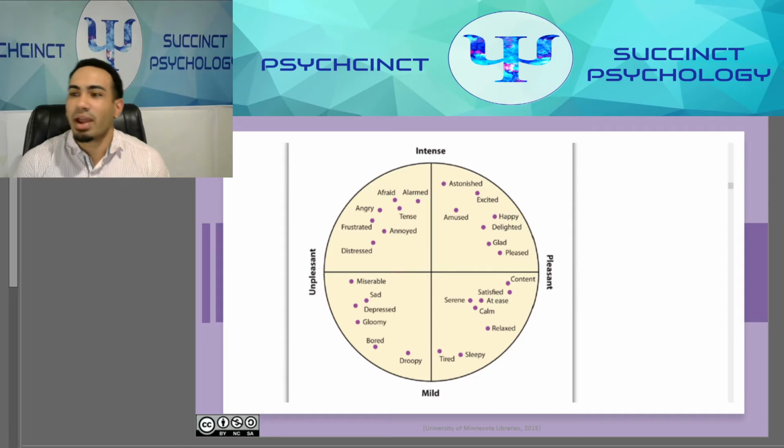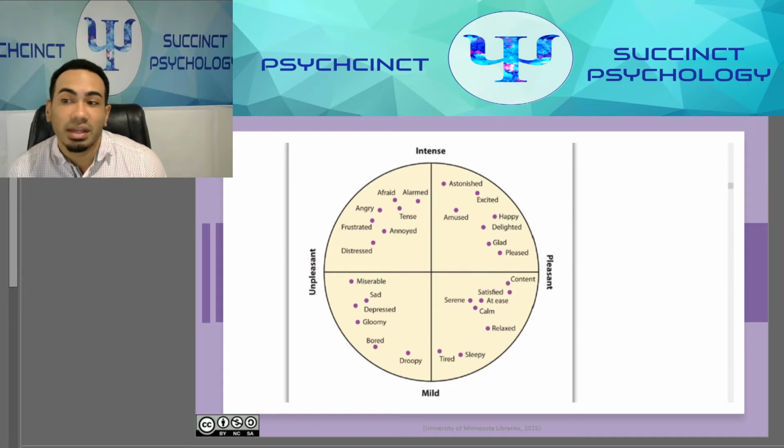So you see here in this diagram, we have a bunch of secondary emotions. We have intense, pleasant, mild, unpleasant to kind of categorize them. So in the intense and pleasant part, we have astonished, amused, delighted. Those would all be intense and pleasant. And we have unpleasant and intense. We could have things such as alarmed, distressed, or frustrated. And then in pleasant and mild, we could have things such as sleepy, serene, satisfied. And in mild and unpleasant, we can have things such as gloomy, depressed, droopy, bored. So these are all secondary emotions. And this kind of just gives you an idea of the wide range of secondary emotions that we have.